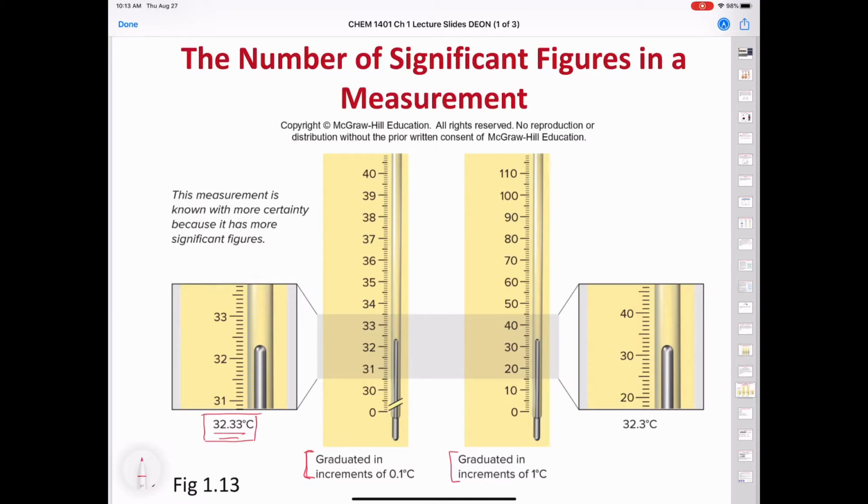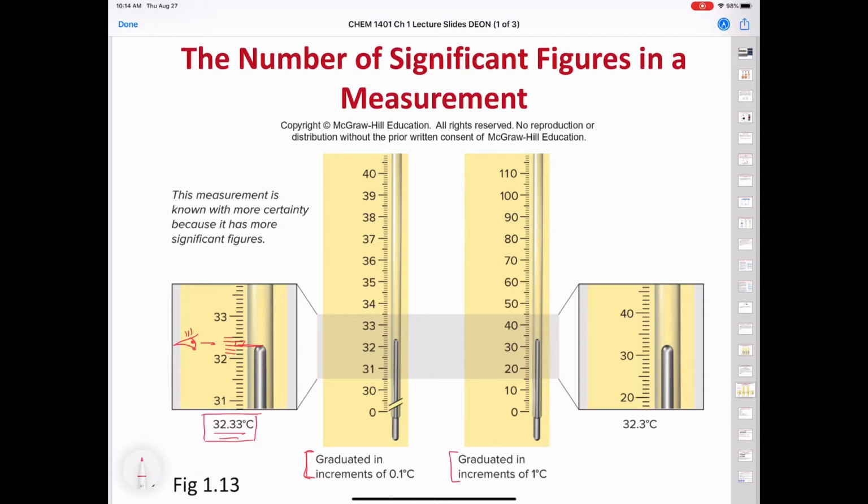We have 32, we have 32.1, 32.2, 32.3, 32.4, 32.5, so on and so forth. And you can see that it's above the 1, 2, 3, right? The meniscus or the top is above 32.3, just slightly, okay? And the estimation made by the reader using their eyeball at the same level of the meniscus is that they're saying, well, it looks like it's about a third of the way up between these two lines right here. And so they're estimating that digit at the hundredths place as being 0.03. So we get 32.33 degrees Celsius.